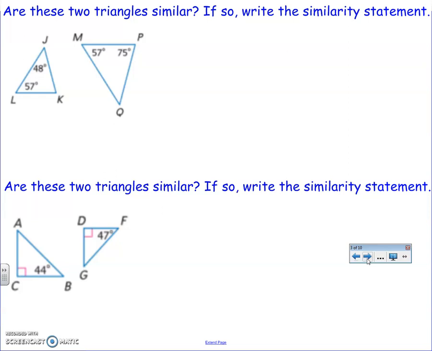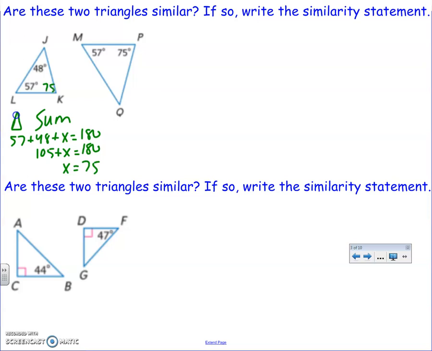So, are these two triangles similar? If so, write the similarity statement. First, we see two triangles with some angles. You should be able to do triangle sum and find the last angle. So it's 57 plus 48 plus whatever's missing, x, is 180. Combine like terms, that is 105 plus x is 180. Subtract 105, x is 75. So we found all three angles here.